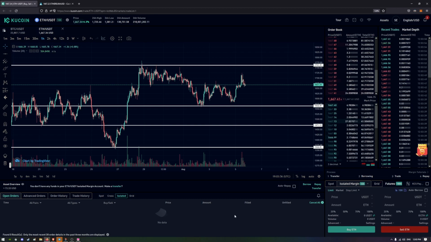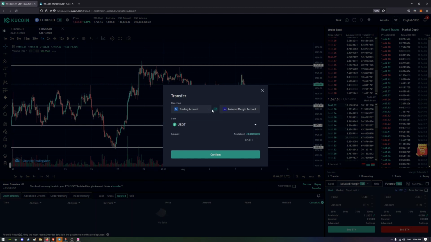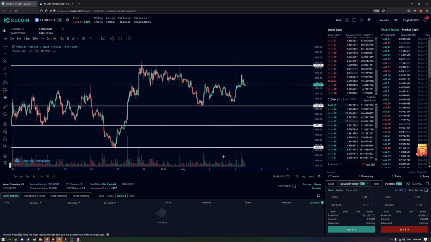Now I'm going to show you how to transfer your funds into an isolated margin account. It's really simple. You go to the bottom here. It says borrow, repay, and transfer. Click on transfer. I have $73 for this test amount, and we'll put $20 into the isolated margin. Type in 20, click confirm. There. Now you've got $20 in your isolated margin account.